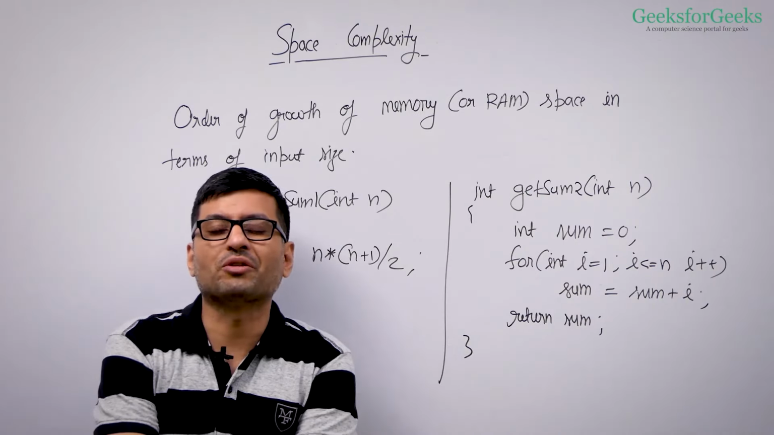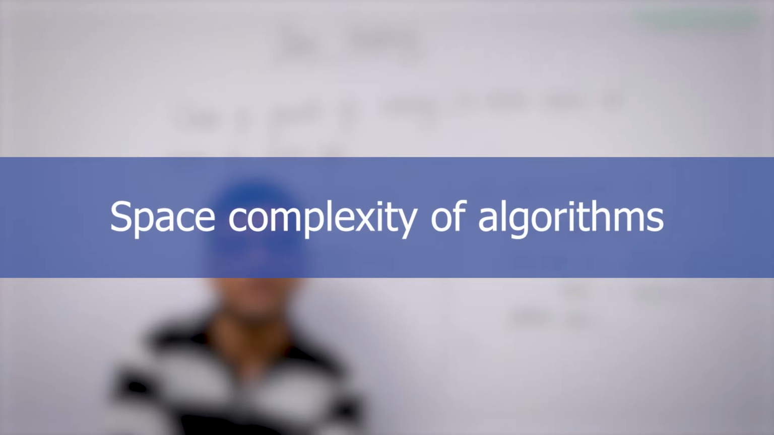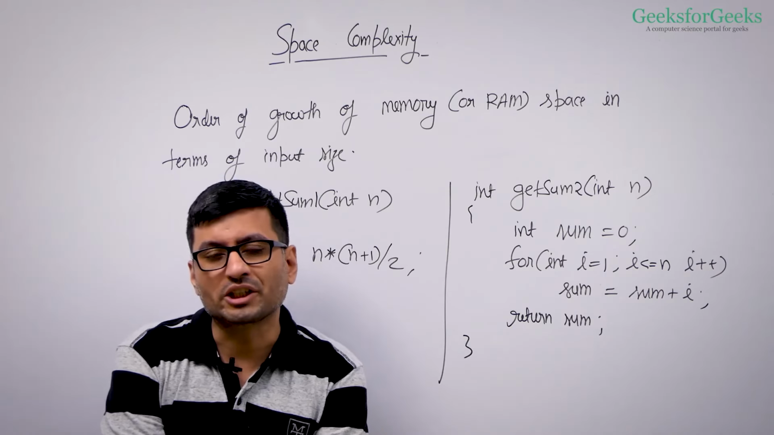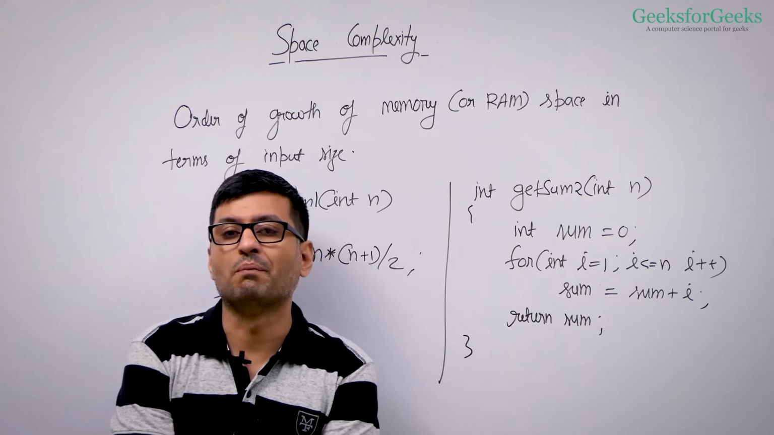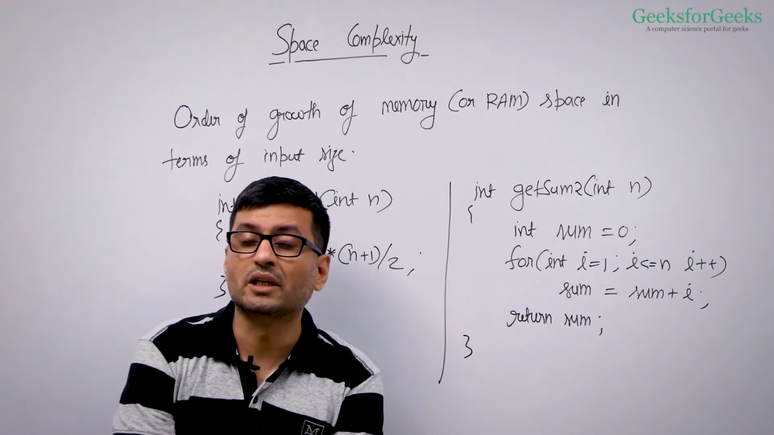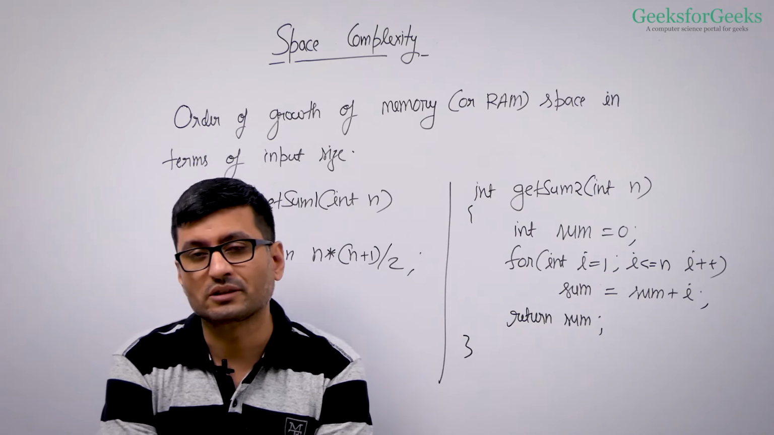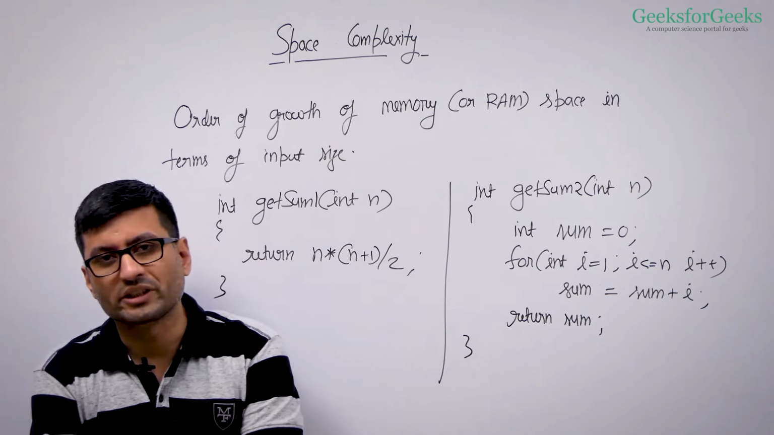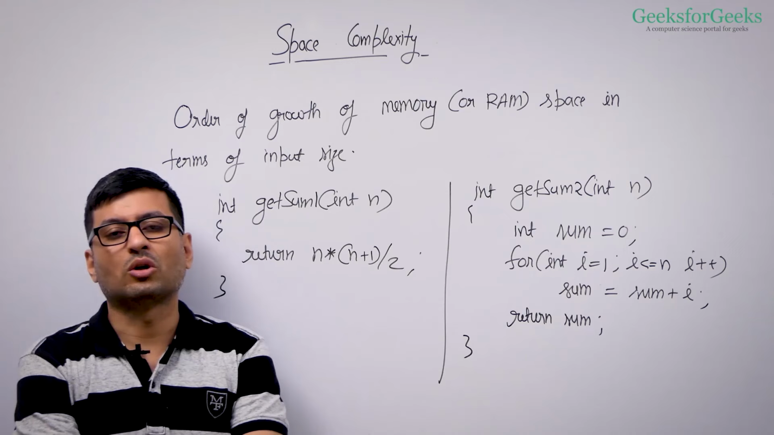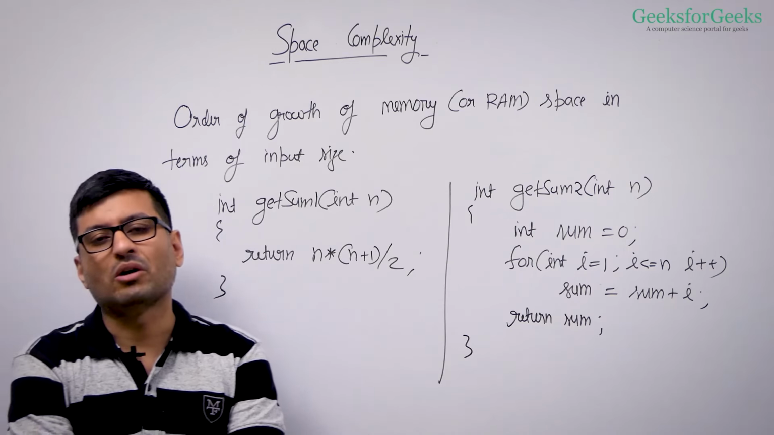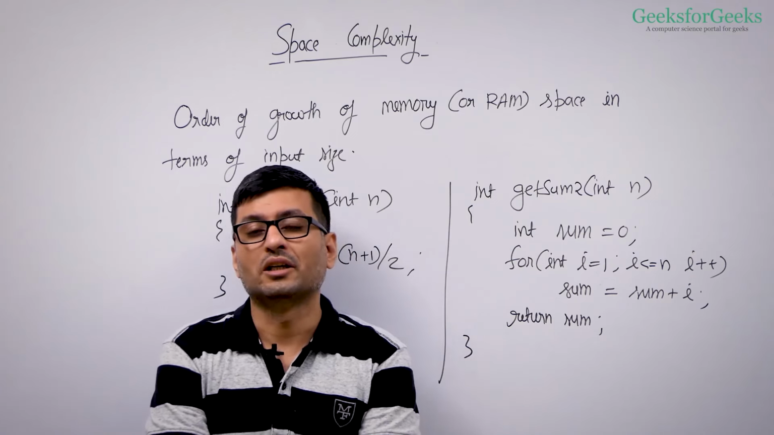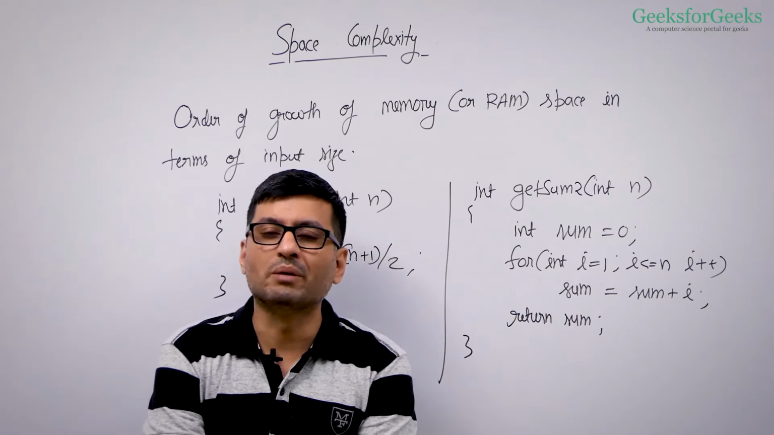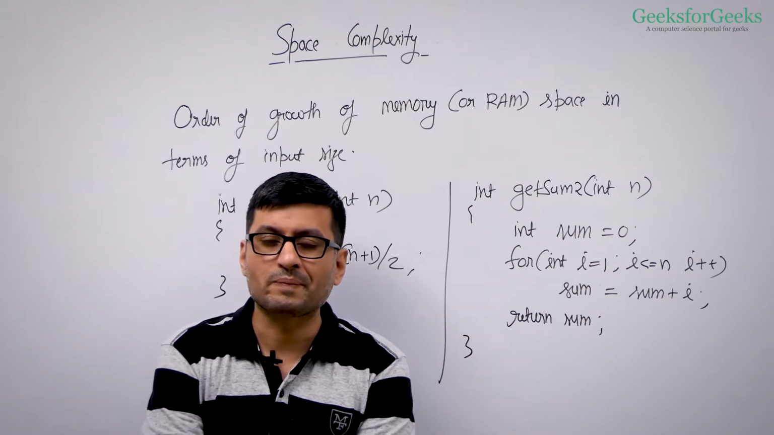In this video, we are going to talk about the space complexity of algorithms or programs. Space complexity is defined as the order of growth of memory space or RAM space in terms of input size. It's similar to time complexity. Time complexity is the order of growth of time taken by an algorithm or program in terms of input size. Instead of time taken, here we have memory taken or RAM amount taken.